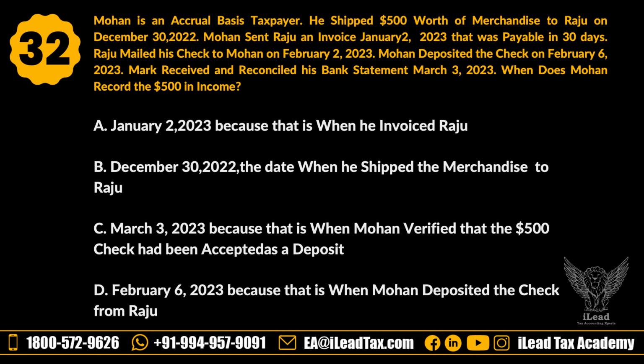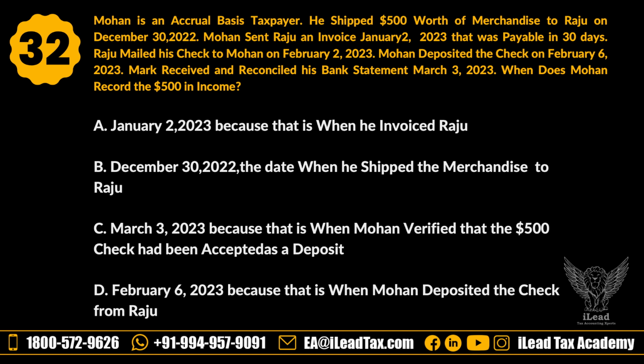Raju mailed his check to Mohan on February 2nd, 2023. Mohan deposited the check on February 6, 2023. Mohan received and reconciled his bank statement March 3rd, 2023. When does Mohan record the 500 in income? So let's see the options.